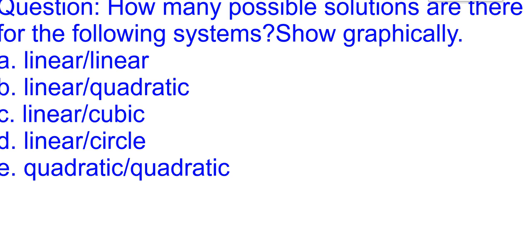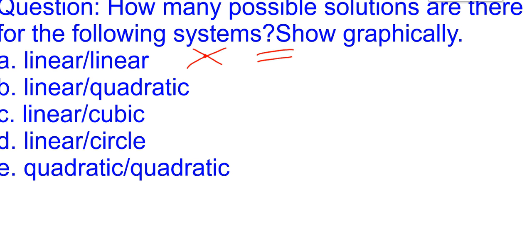So how many possible solutions are there for the following systems? Linear and two linear equations. And so I'll answer this one for you. If I have two lines, they can intersect at one point, correct? What else can they do? Not intersect. One other thing they can do.